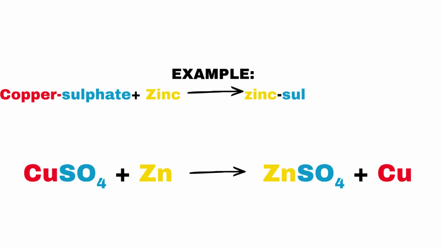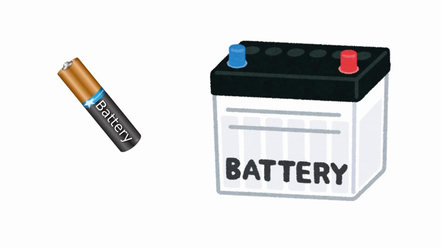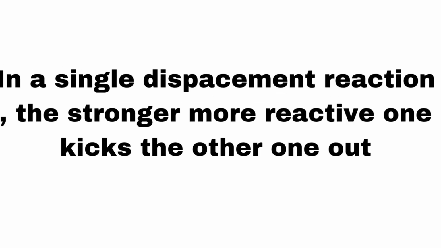Example is zinc and copper sulfate. Copper sulfate solution is blue. When zinc is introduced to this solution, the blue color fades and copper metal appears. This happens as a result of the copper being substituted by zinc, resulting with zinc sulfate compound and copper metal on the side. Real-life examples can be seen in batteries and metal reactions. Here is a memory hook to help you remember. The stronger, more reactive, one kicks the other one out.